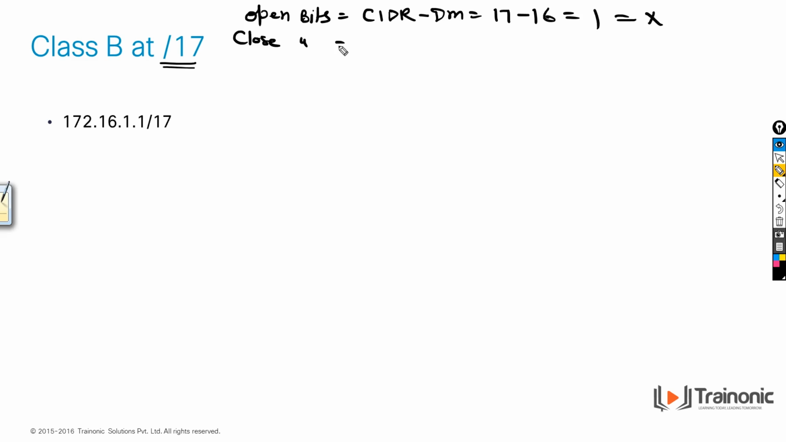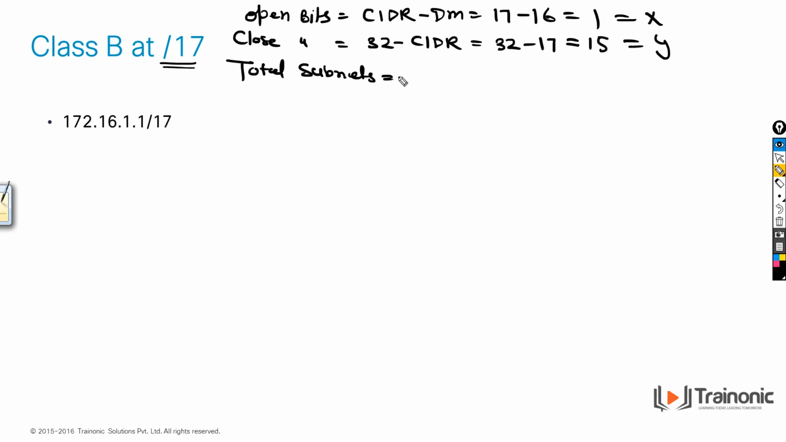The close bits formula is 32 minus CIDR, then 32 minus 17 is equal to 15. We will represent it with Y. Using open bits we will get the total subnets. The formula is 2 raised to X, then we can say 2 raised to 1, which is 2 subnets.